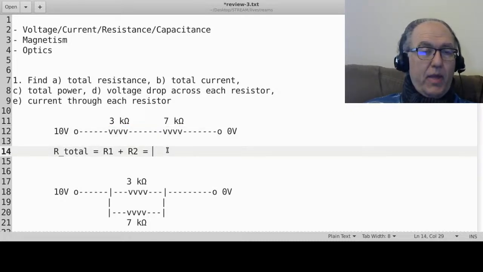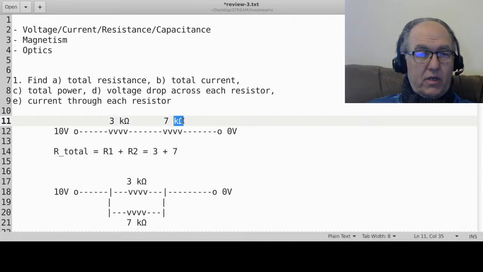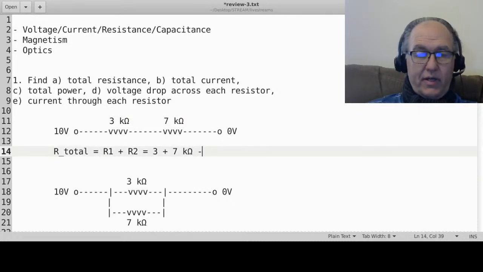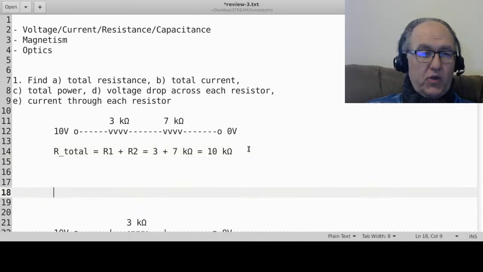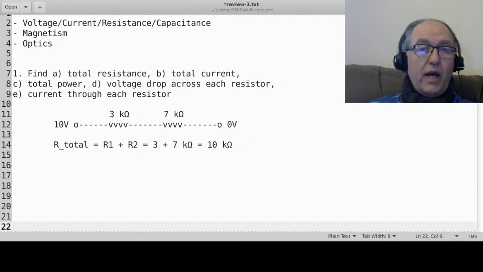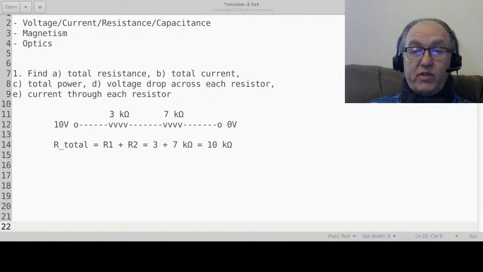All right, and here in this case that's going to be 3 plus, it's kind of obvious, 3 plus 7 kilo ohms for a total of 10 kilo ohms. Okay, so that answers our first question. The entire circuit, let me push that down there. The entire circuit has an effective resistance or a total resistance of 10 kilo ohms. Okay, so again in series they will add like that.